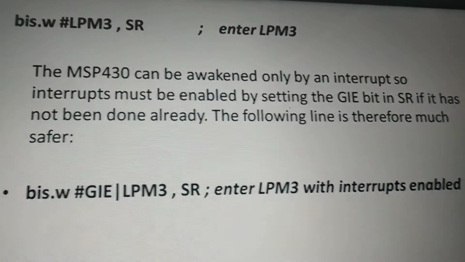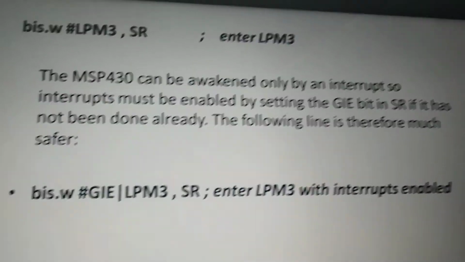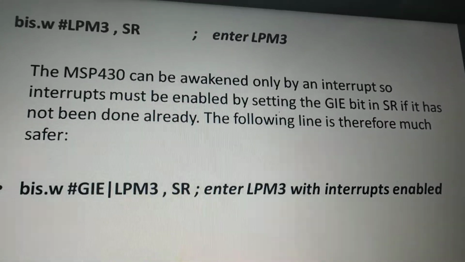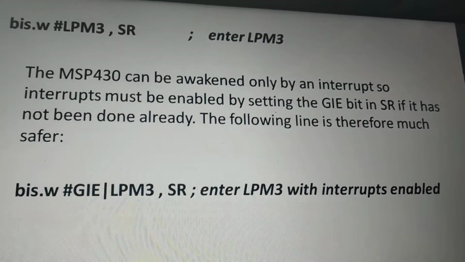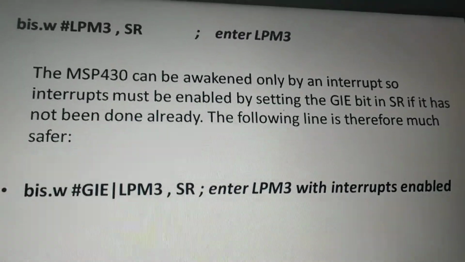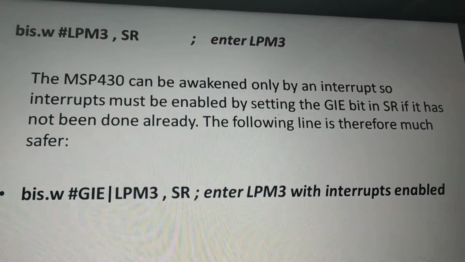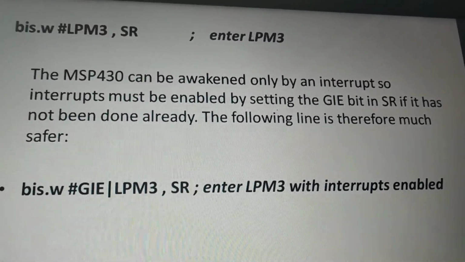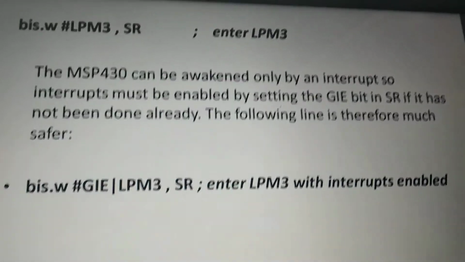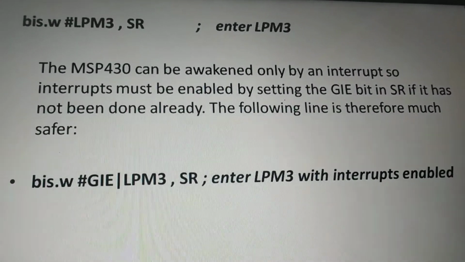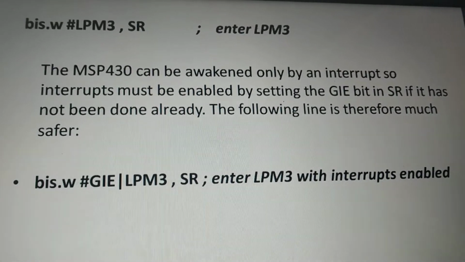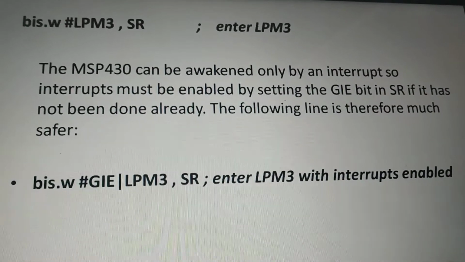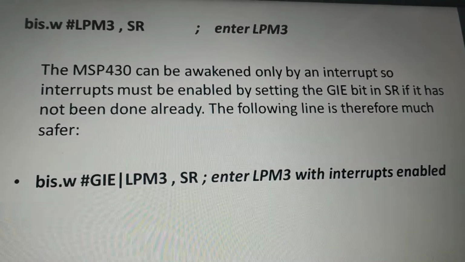But this particular line, that is bitset.w hash LPM3, SR, has a problem. The problem is that we should always ensure that your GIE bit is set, that is your global interrupt enable is set. Why should it be set? See, you have gone into a low power mode. How do we come back? You cannot come back from a low power mode until and unless you are woken up by an external or a peripheral interrupt. Now, if an interrupt should come in, the interrupt enable should be enabled.